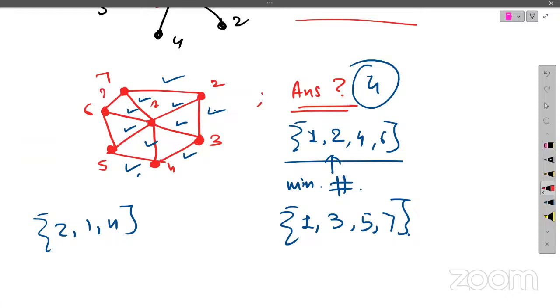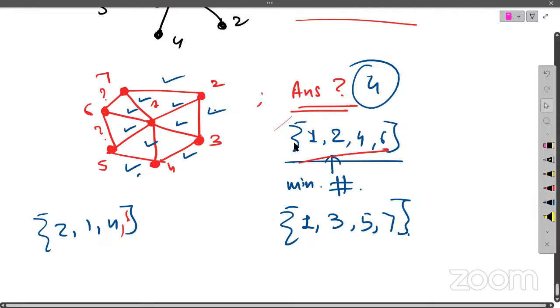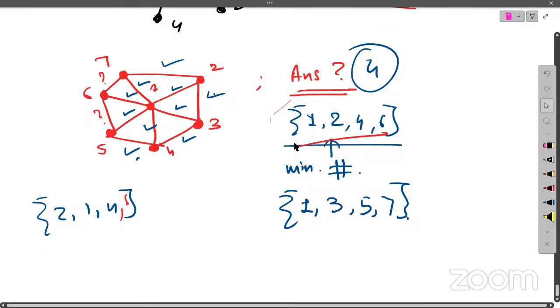So we need 1, 4, and 6. Obviously that's the same, right? 1, 2, 4, 6 or 2, 1, 4, 6, both sets are the same. We have sets here, so we don't bother about the order. 1, 4, 6 or 4, 1, 6, all are the same. But again, the number is important. We need at least 4 vertices to cover such a kind of graph.